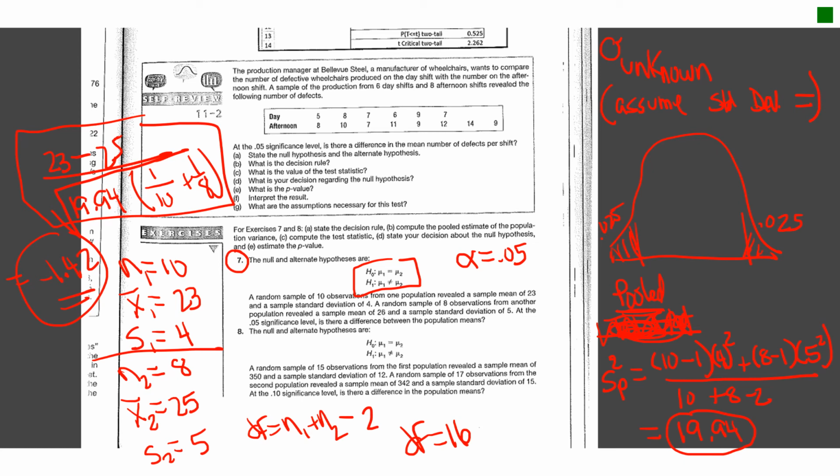And then of course, you've got to be able to look up a critical value. Using degrees of freedom and a two-tail test, this is again alpha half, two-tail test at 0.05, you should get your rejection numbers at 2.12 and negative 2.12. And obviously negative 1.42 is going to fall somewhere in between. So you're going to say, again, do not reject the null. So again, I hope this one helps.